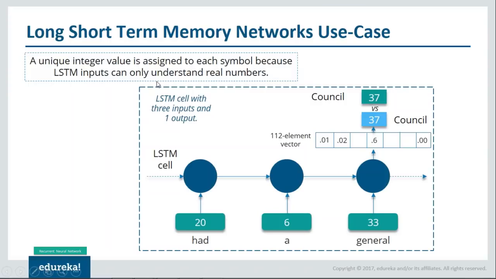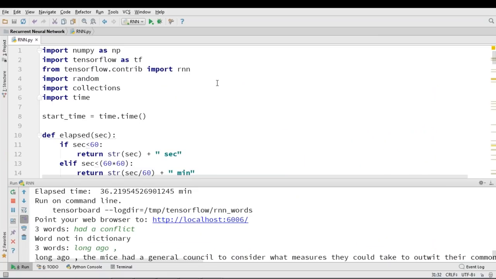Now I'll quickly open my PyCharm and I'll show you how you can implement it using Python. We'll be using TensorFlow, which is a popular Python library for implementing deep neural networks, or neural networks in general. All right, so I'll quickly open my PyCharm now. So guys, this is my PyCharm and over here I've already written the code in order to execute the use case that we have. So first we need to import the libraries: NumPy for arrays, TensorFlow, we know TensorFlow. From tensorflow.contrib we need to import rnn, then random, collections and time.